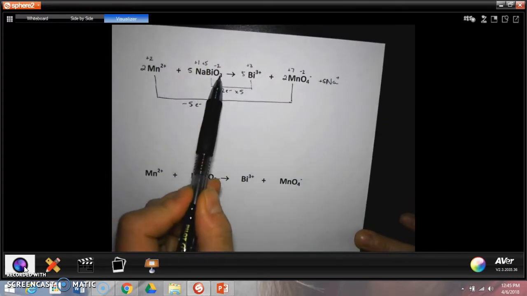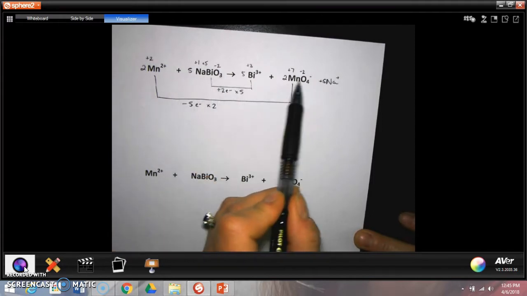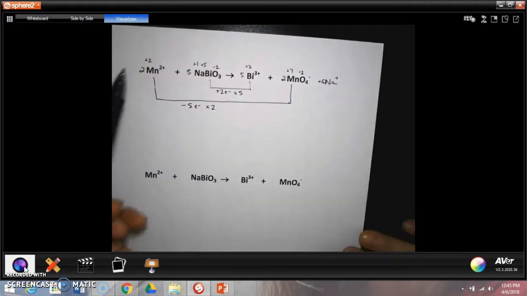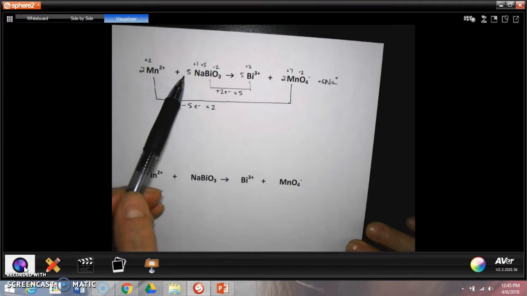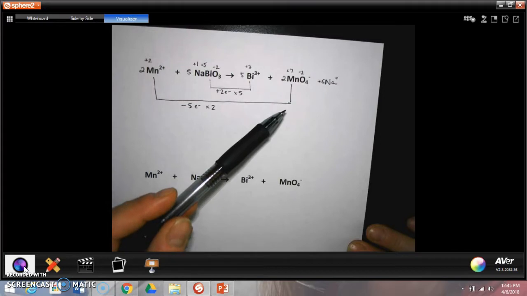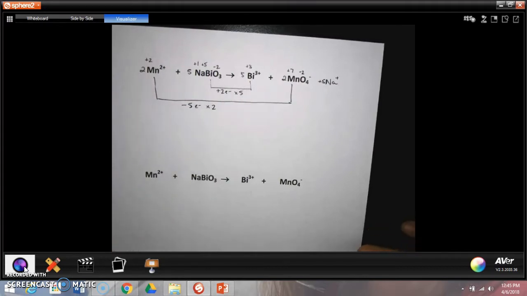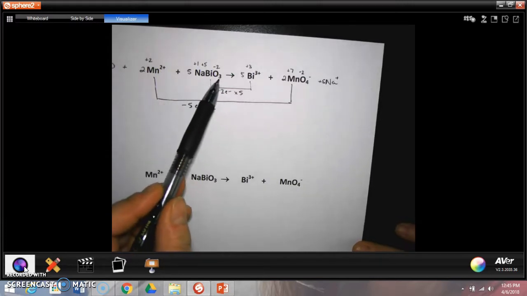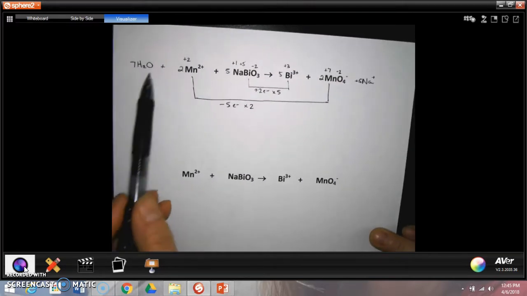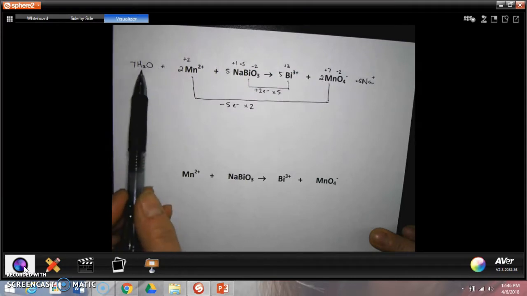So take a look. I've got 15 oxygens here. I only have 8 oxygens here. Okay, so I need to account for 7 more oxygens, right? So what I'm going to do is add the 7 waters on the side that I have extra oxygens, in the same number that I'm deficient. So 7 waters are going over here.